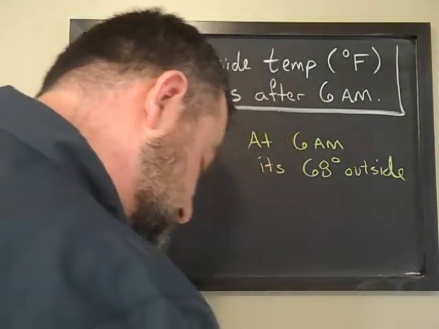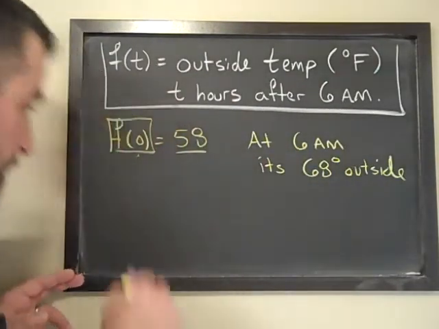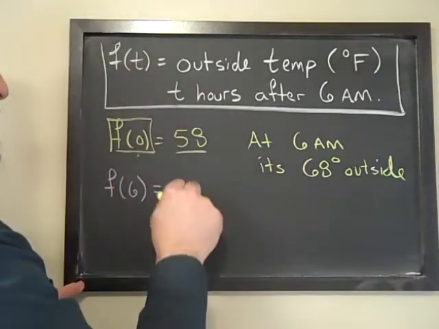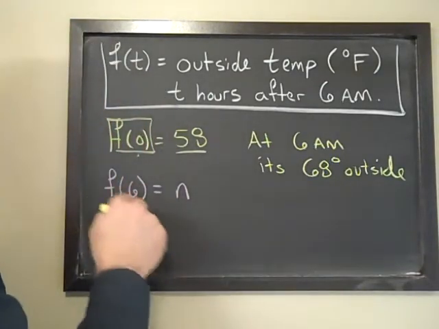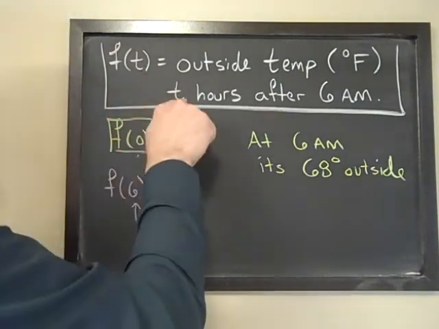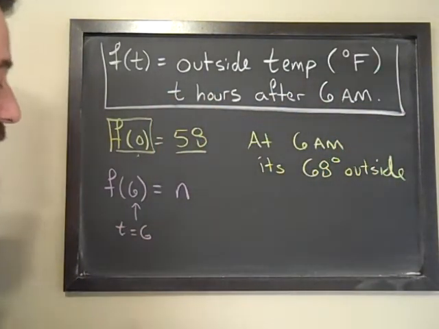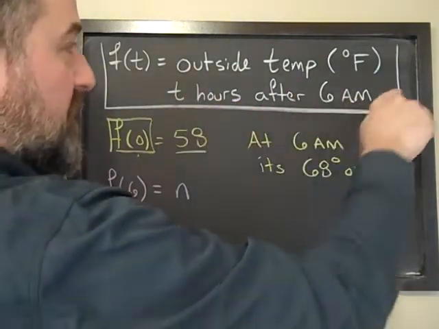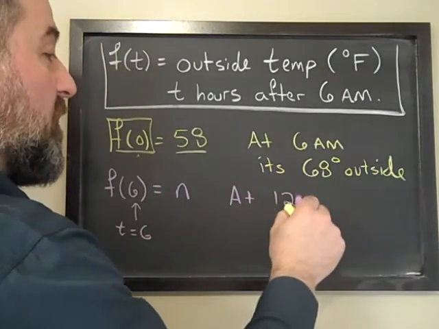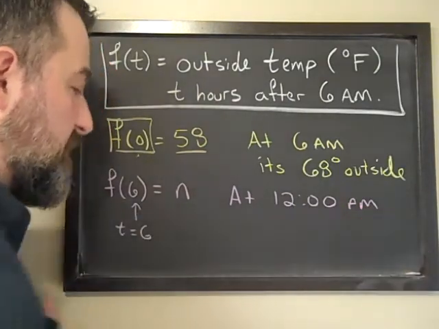So the next example I gave said to find the meaning of f of 6 is equal to n. So again, this 6 is telling us what our input is. Our input is t, the number of hours after 6 a.m. So this is telling us t is 6. So when t is 6, we're 6 hours after 6 a.m. So 6 hours after 6 a.m. is at 12 o'clock. You could say 12 o'clock noon, or you could say 12 p.m. Either way, it doesn't matter.